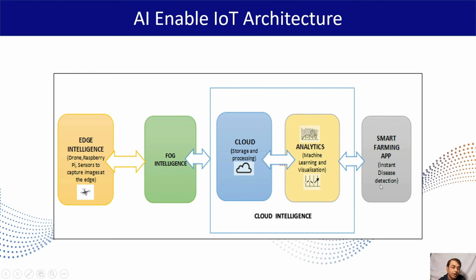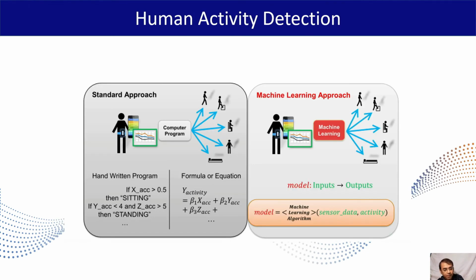After that we have the app, that is an Android app on your mobile phone. Here you can use different kinds of analytics, and let's say some predictions, such as what your activity should be, and that can also be visualized in this particular app. So guys, I'll tell you how you can use machine learning algorithms in different IoT applications. Let's say human activity detection. You can see this is the standard approach.